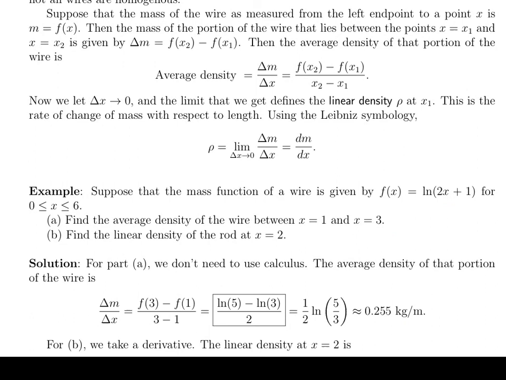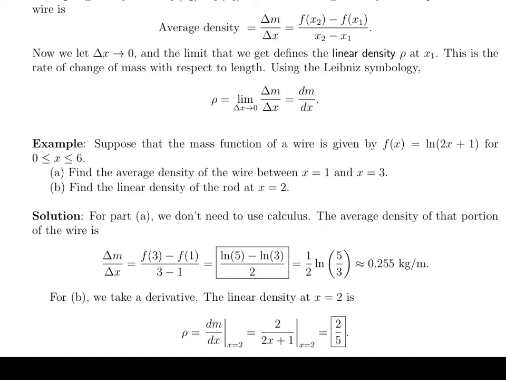Now in part B, we need to take a derivative. So the linear density at x equals 2 is going to be given to us by a derivative. So we're going to say rho, that's the linear density, is going to be dm by dx evaluated at x equals 2. So essentially we have to differentiate our mass function, and then we have to plug in x equals 2.